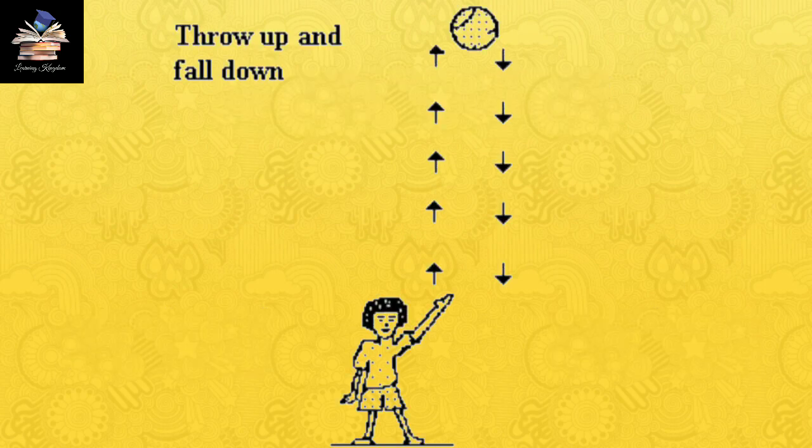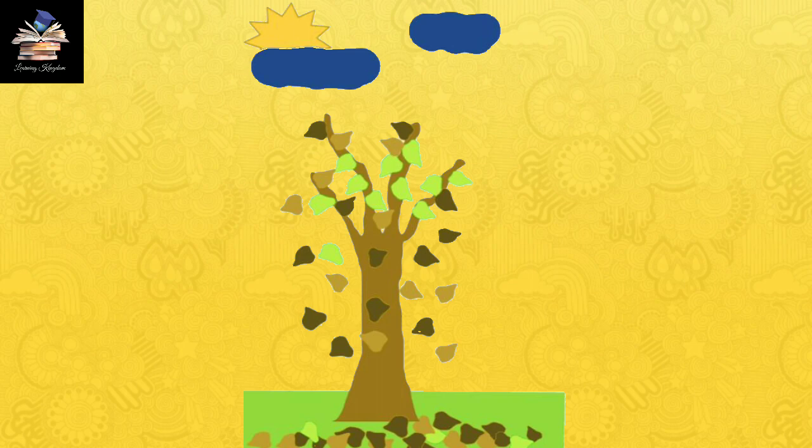The fourth example is the free fall of a ball towards the earth, which is due to gravity. So it's also an example of non-contact force. And our last one is leaves falling from a tree. So it's also an example of non-contact force.